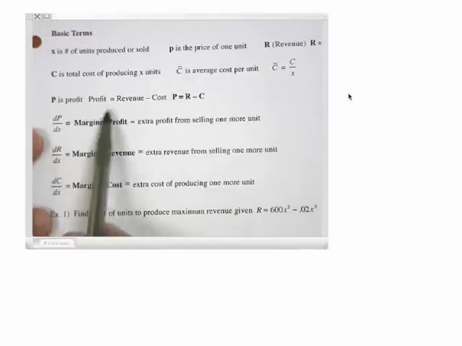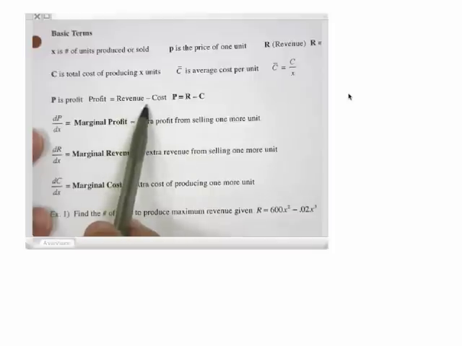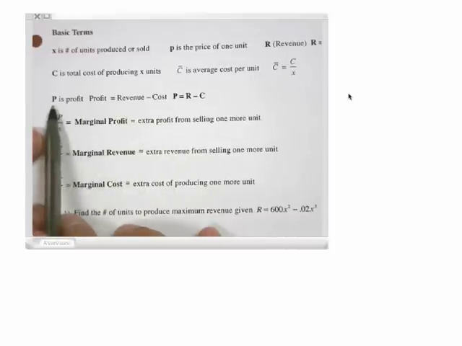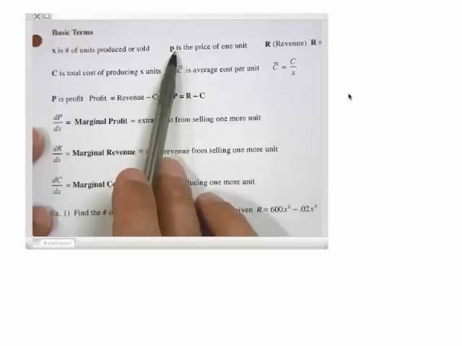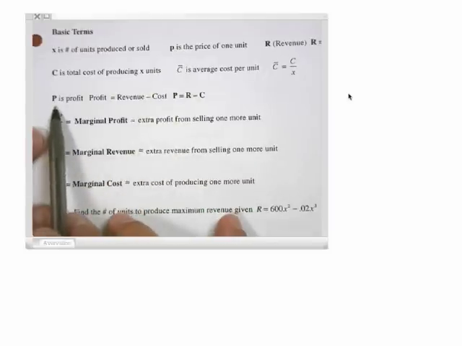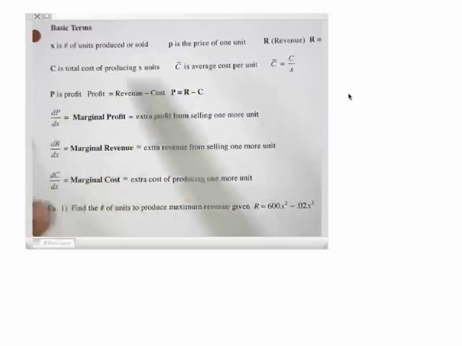Profit is revenue minus cost. Capital P typically is used to stand for profit. Remember the difference there: lowercase p is the price for one unit, capital P is a profit equation.